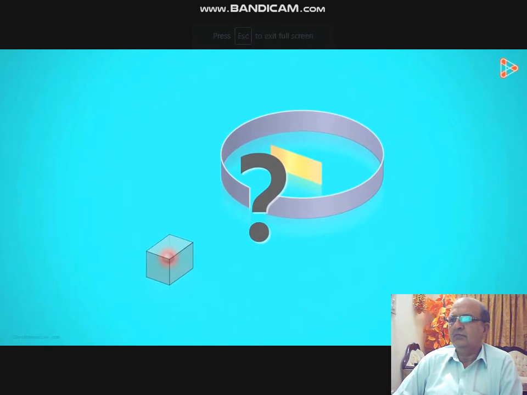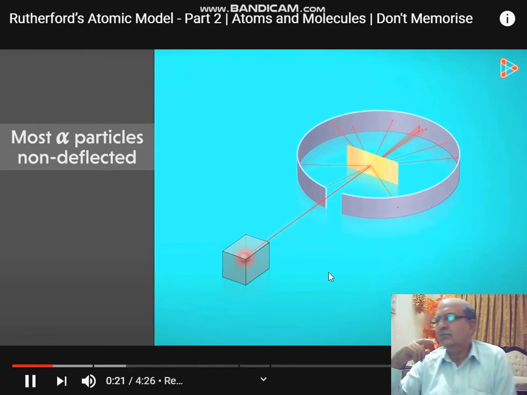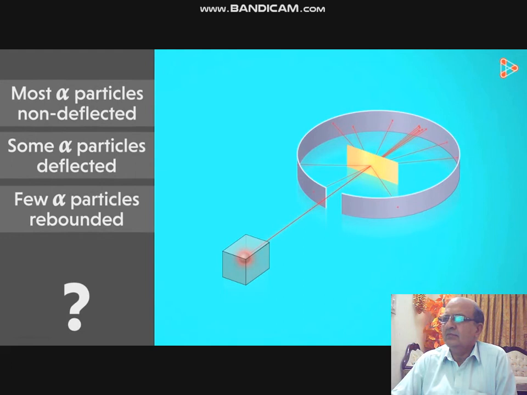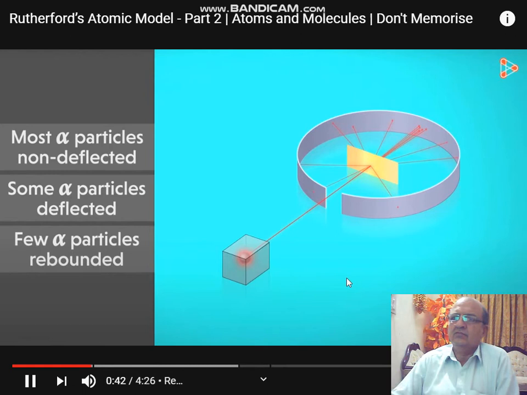He found that most of the fast-moving alpha particles passed straight through the foil and hit the detector. However, some particles got deflected by small angles. And lastly, to his astonishment, few alpha particles also rebounded. Now, how can this be possible? These three observations made Rutherford think that the plum pudding model is not really correct. Let us take a simplified example to understand the inferences first.